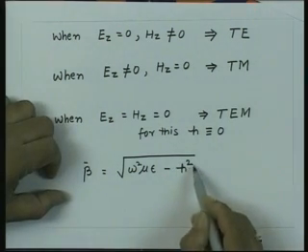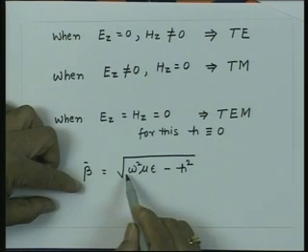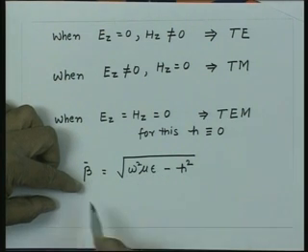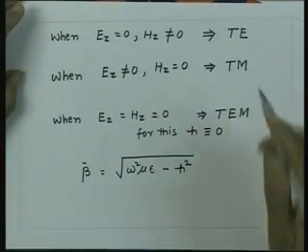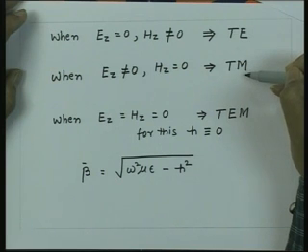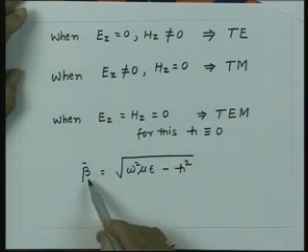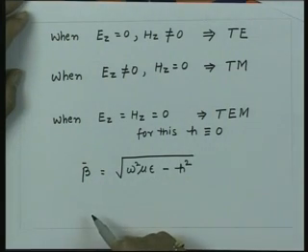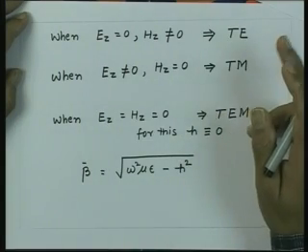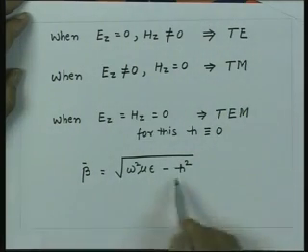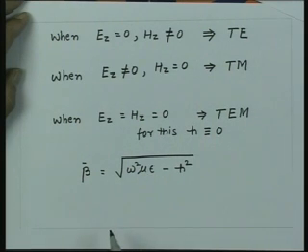Whereas, if I take H is equal to 0, then this quantity beta bar will be omega square root mu epsilon, and then the phase velocity will become independent of frequency. What that means is that a TE mode or TM mode has to be always dispersive, because the velocity will be a function of frequency, whereas the TEM mode has to be essentially non-dispersive, because for this now the phase velocity is going to be the velocity in that medium.